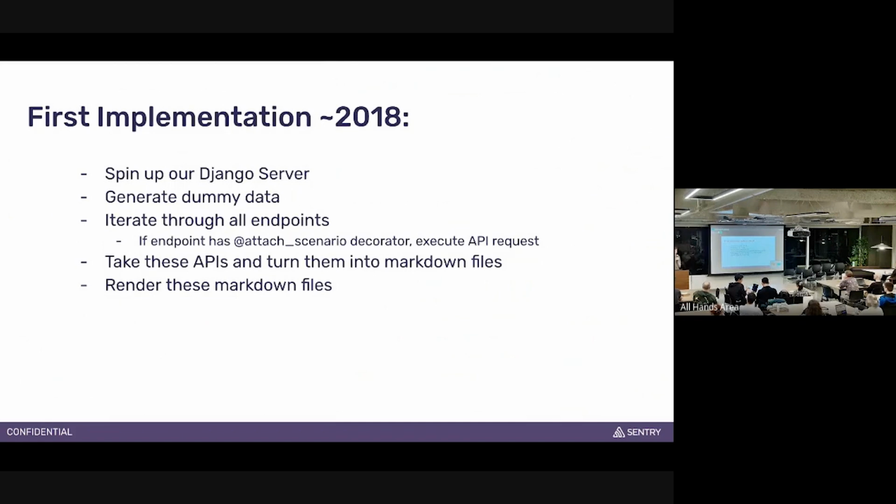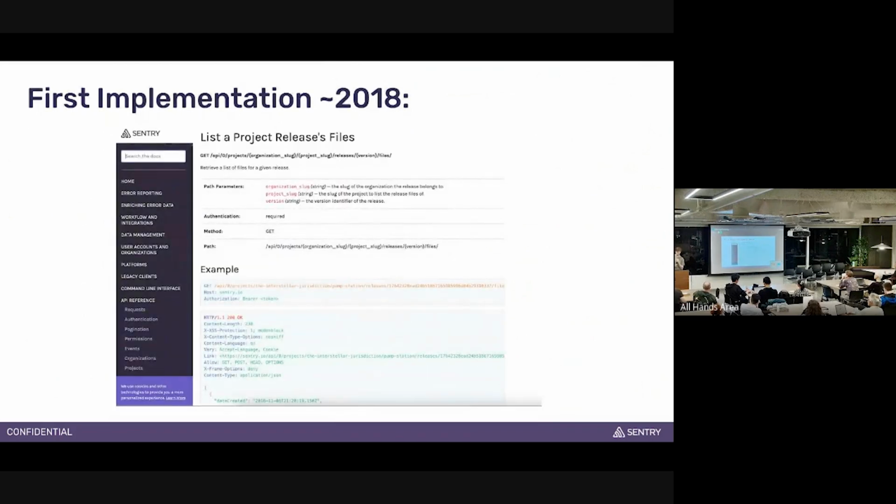Our first version of API doc generation was simple, and we actually weren't using OpenAPI at the time. We would spin up our server in a test harness, generate a bunch of dummy data, and then run a test, iterate through all the endpoints, and take the responses along with the schema of the responses in JSON and turn that into a markdown file. So the input was a bunch of tests, and output was markdown files. And in 2018, this is what this looked like.